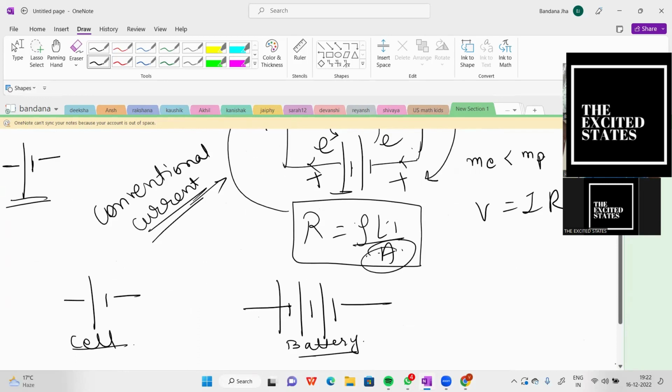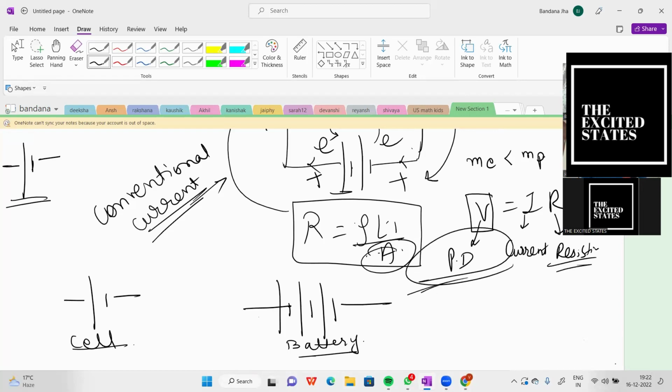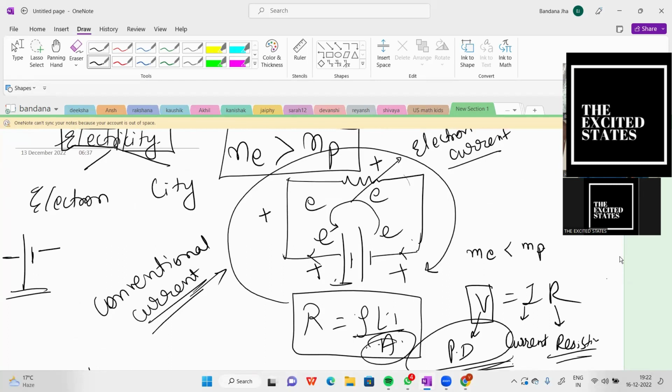Now, where is potential difference created? This is your potential difference. This is your current. And this is your resistivity. So, where is potential difference here? Is it created in the battery or in the circuit? It's created in the battery. Is that a guess or a fact? I'm pretty sure it's created in the battery.